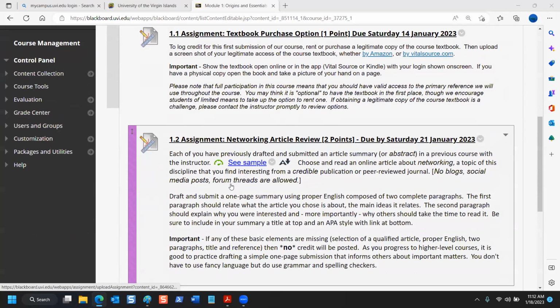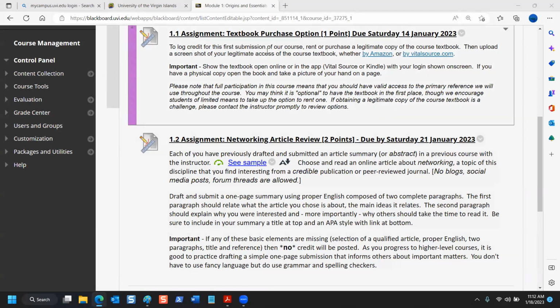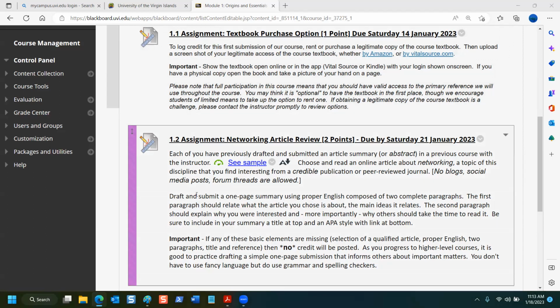Essentially, there were two other assignments that were posted. The first one was due Saturday this last week, but if you haven't yet completed that, you can still submit. And that's an option for additional credit to provide proof of rental or purchase of the legitimate copy of the textbook.